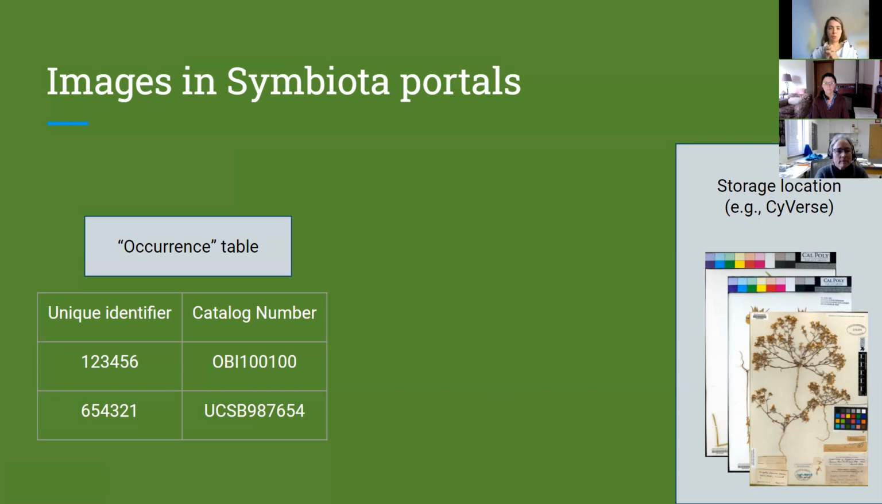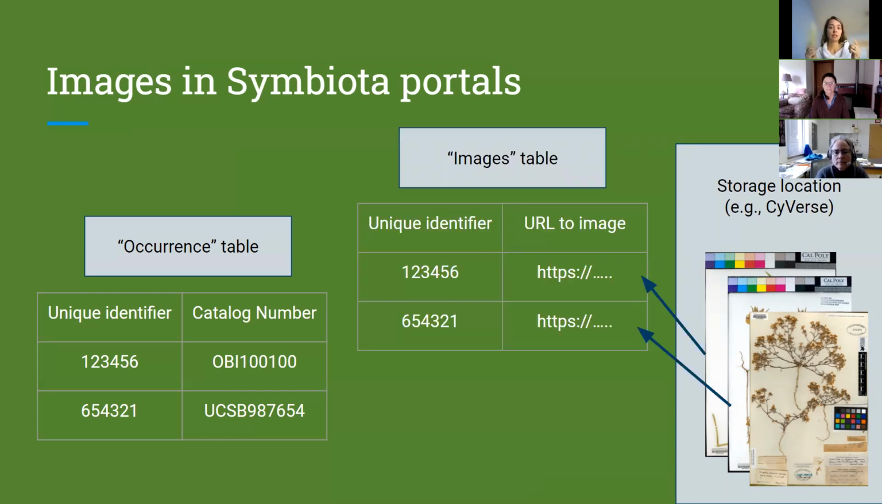So even when you put an image, quote unquote, in CCH2, you're actually just putting that image in the server that is associated with your portal. So all the occurrences are in a certain server, and then all the images may be in that server or some completely other server. And then they're linked to the occurrence table through a separate table called the images table. And this is linked to the occurrences by the unique identifiers.